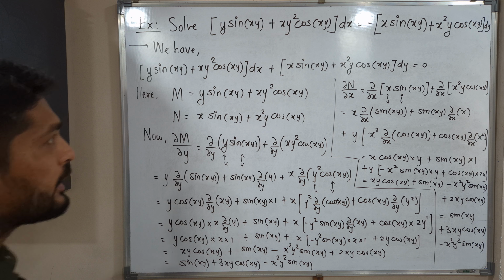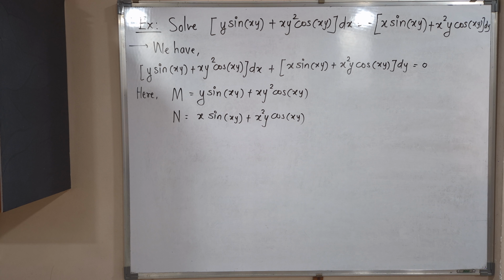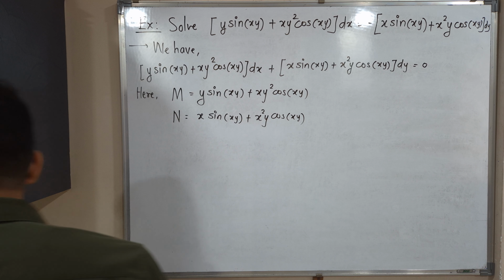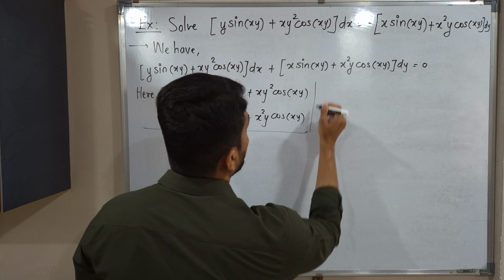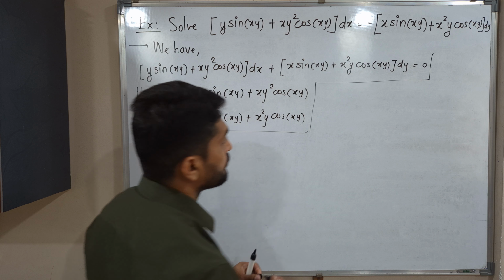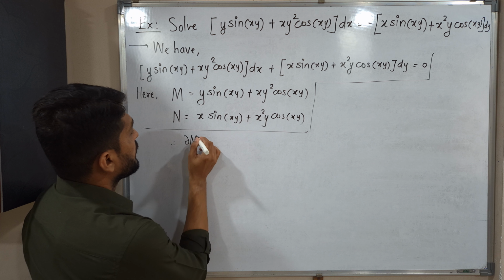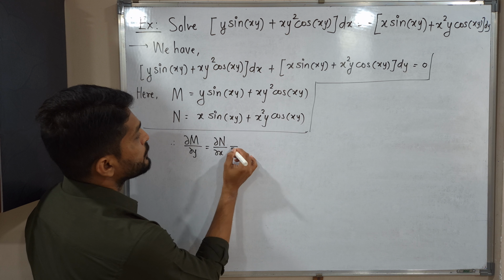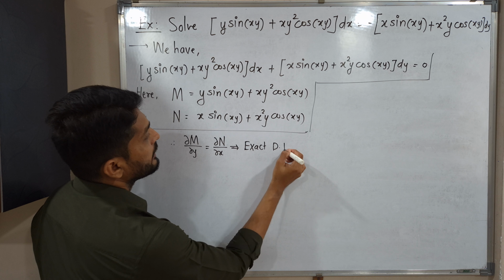There is no more space to write, so just take a screenshot of it, then we will move further. See, purposely I have kept M and N as they are, since we are going to use them. To show it differently, let me draw one line here. So therefore delta M by delta y is equal to delta N by delta x. Both partial derivatives are the same, so you can see the given differential equation is exact.